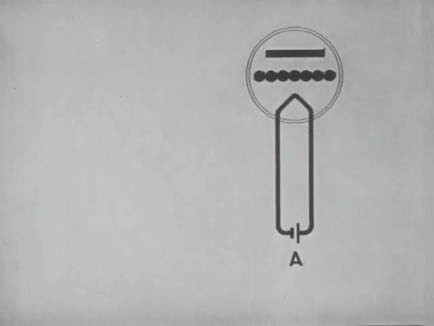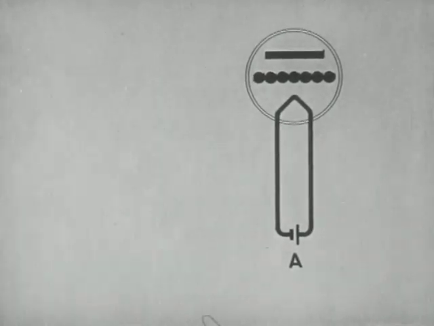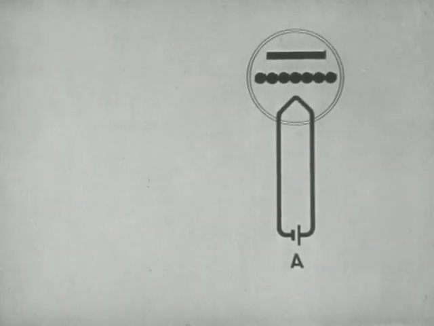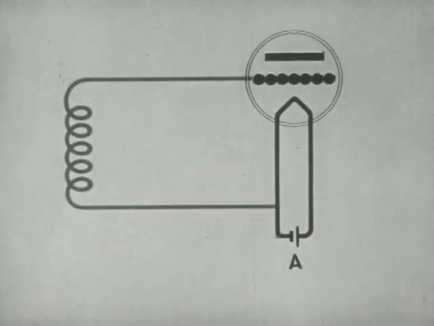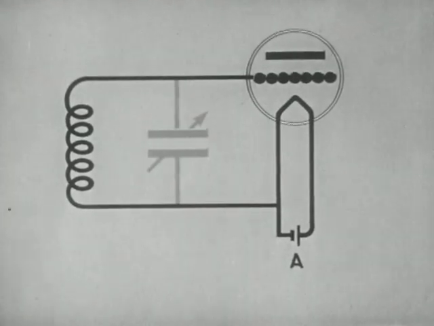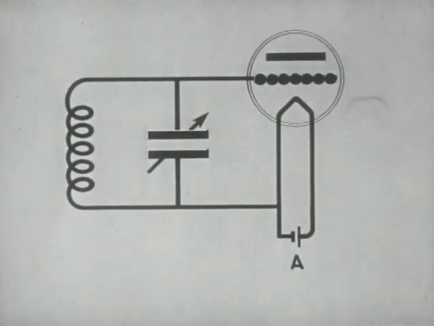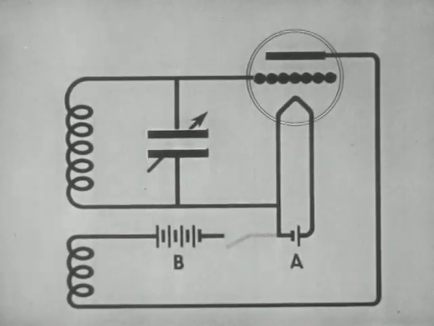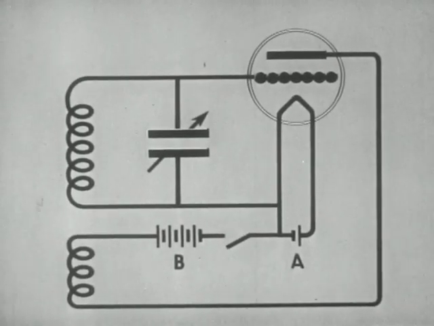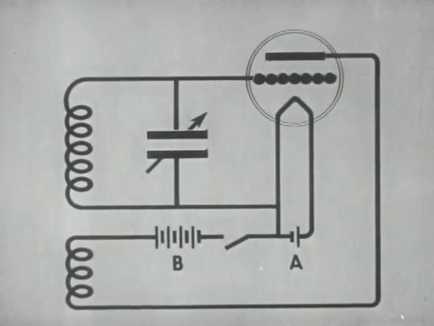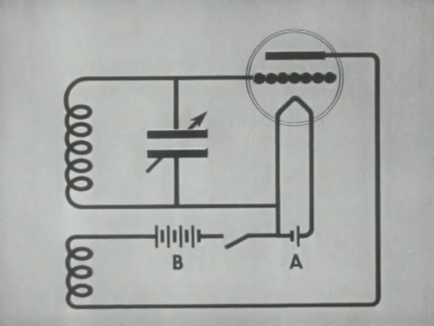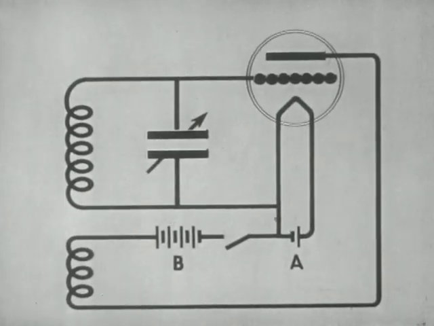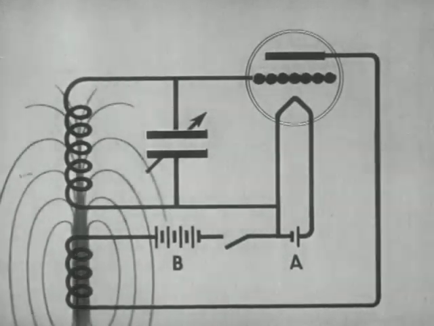The vacuum tube is also used in the transmission or sending station to generate radio frequency currents. In a Tickler type oscillator, the grid circuit contains a coil and a variable condenser. The plate is connected through a coil, B battery, and a key to the filament circuit. When a current flows through the plate coil, the magnetic field of this coil sweeps across the grid coil and induces a voltage in it.